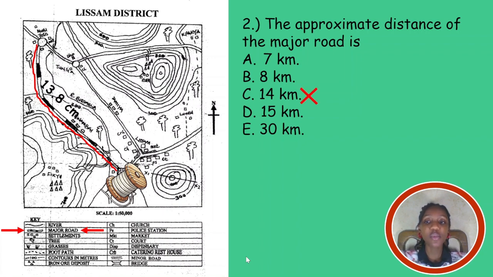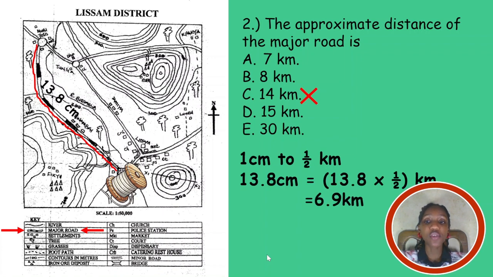So now, since we have 13.8 centimeters, that's the length of the road on the map, we need to convert it to ground distance. And to do that, we need to recall our map scale, 1 centimeter to half a kilometer. And so to convert 13.8 centimeters to ground distance, we multiply by half a kilometer, and that will give us 6.9 kilometers, which is approximately 7 kilometers, option A.